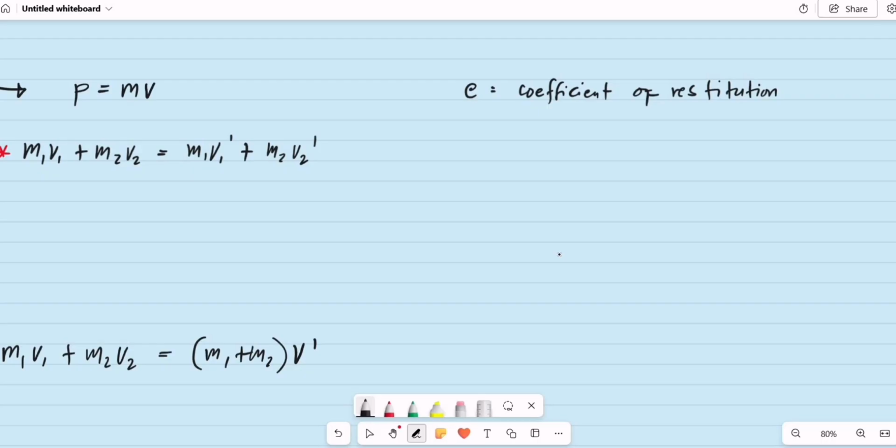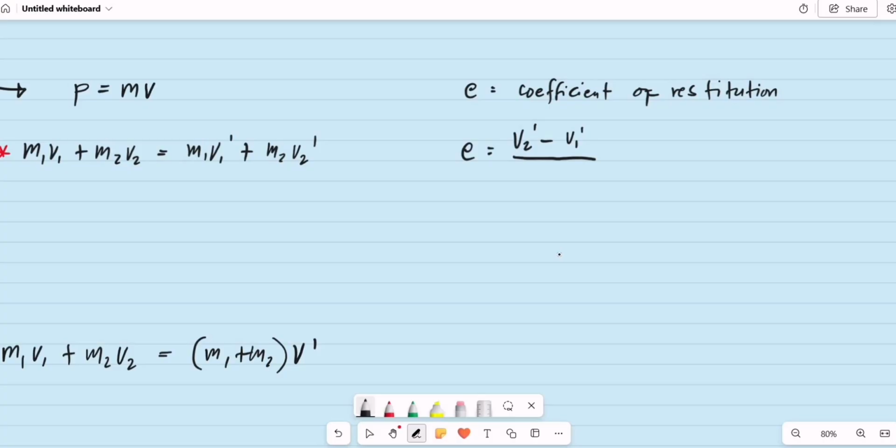So E represents the coefficient of restitution. How do we compute for E? It is equal to v sub 2 prime, the final velocity of the second object after collision, minus v sub 1 prime, the velocity of the first object after collision.